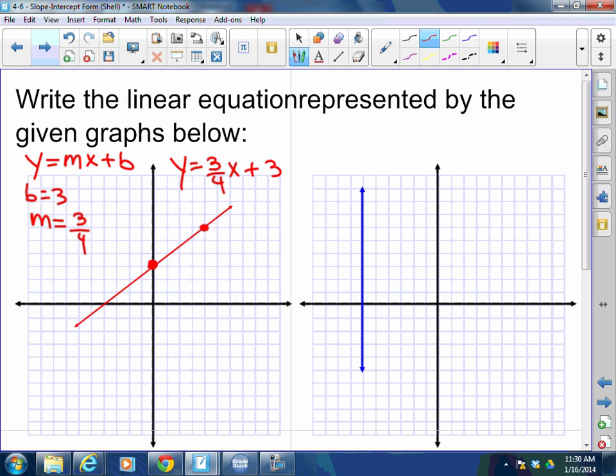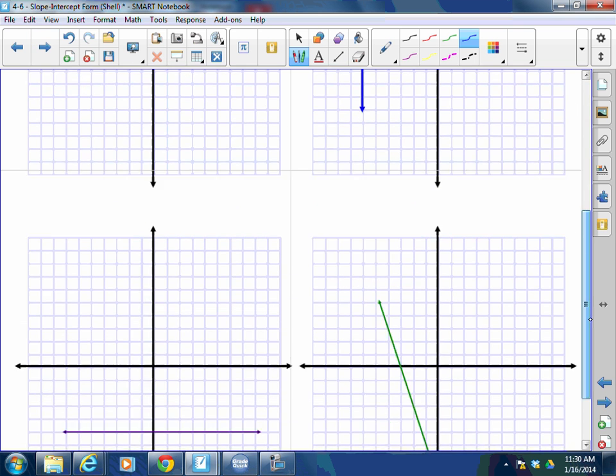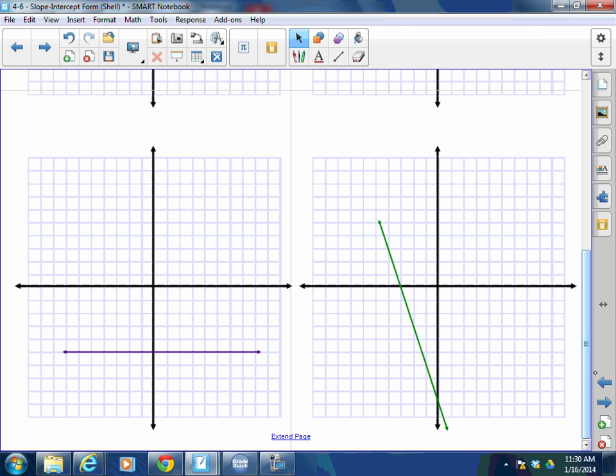Here, for number 2, this vertical line. What kind of an equation is that? An x equals or a y equals? That's an x equals. What is it going through? 1, 2, 3, 4, 5, negative 6. What kind of a graph is a horizontal? A y equals or an x equals? There's a y equals 1, 2, 3, 4, 5. Negative 5.